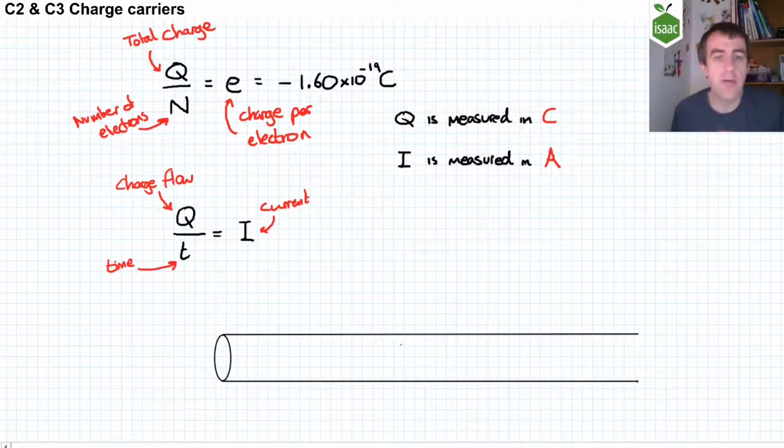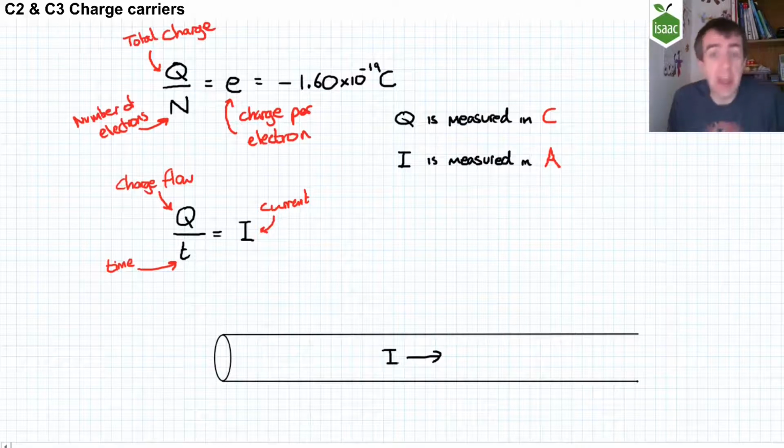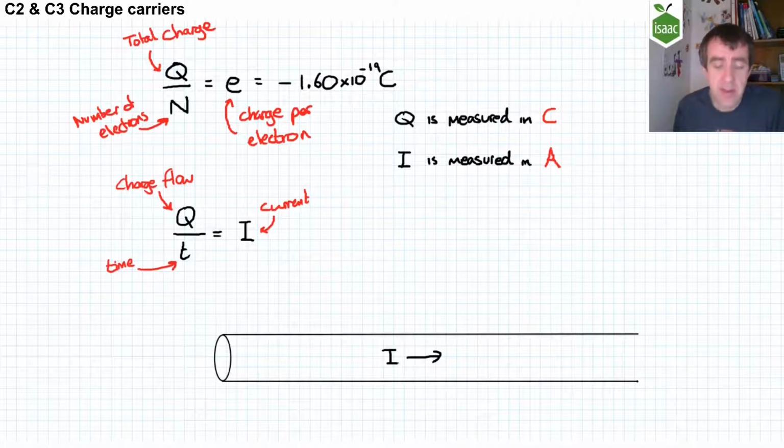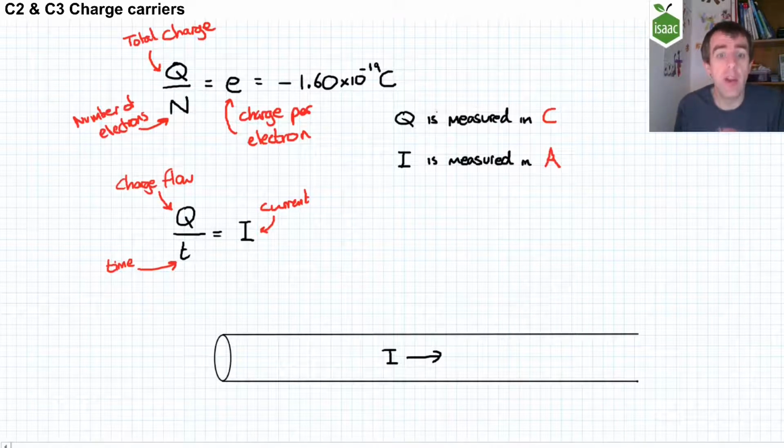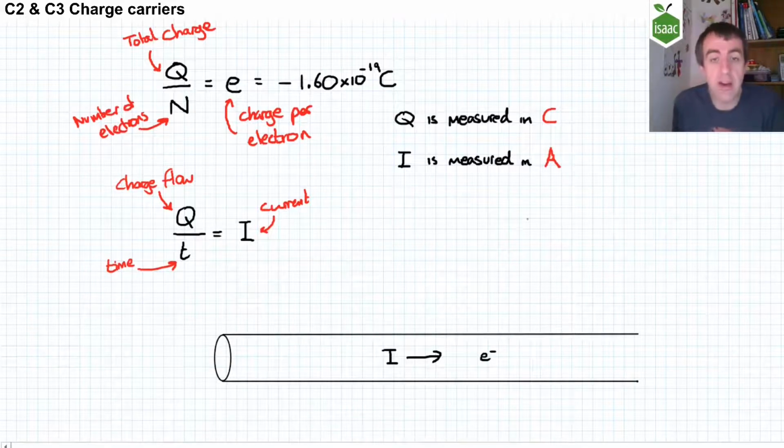If I have current flowing through a cable like this, and the current is 1 amp, 2 amps, 3 amps, some current that we might be able to measure in a lab, the electrons themselves are moving in the opposite direction. Not all of them, just those that are free to move. We call those the free electrons, and these are moving in the opposite direction.